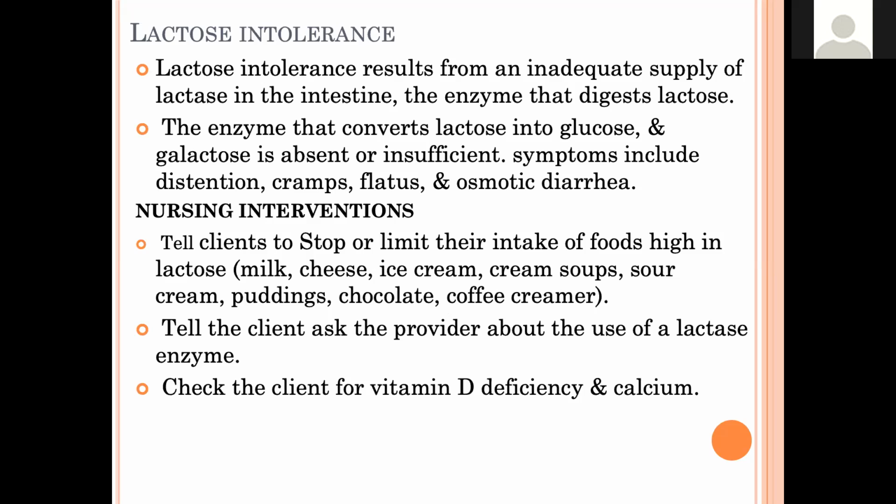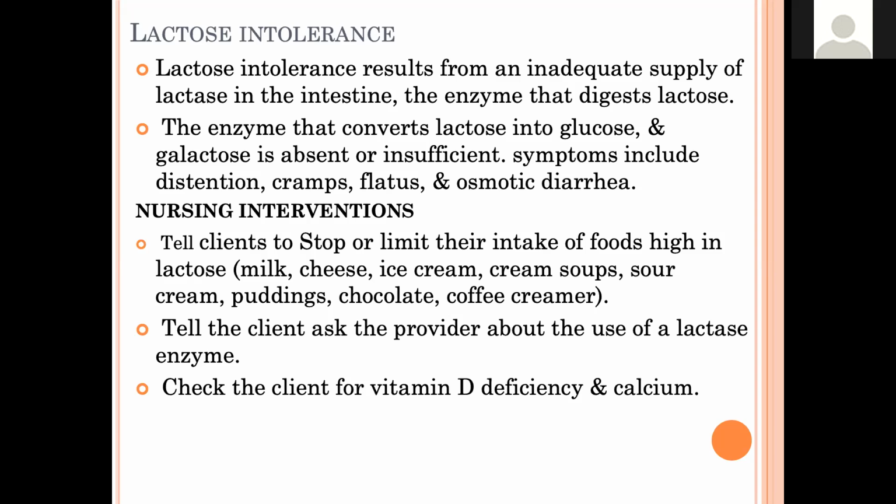Gas, all right, cramps. Tell the client to stop or limit their intake of foods that are high in lactose. Or you've got to take the enzyme lactase, okay, in order to break down the lactose, right? And then there are alternate dairy products that have been cleared of their lactose as well. And there are also dairy products that have the lactase in them. All right, so those are some alternatives that are out there.